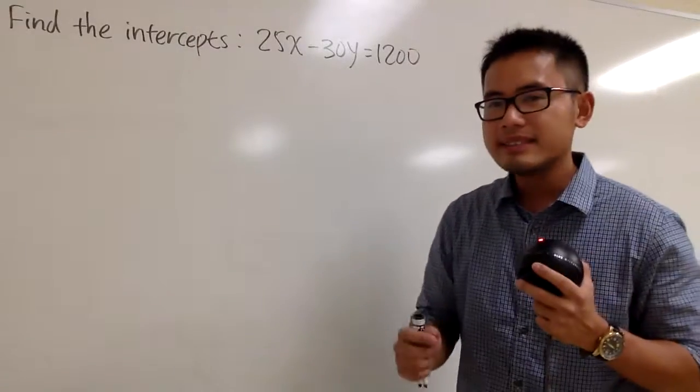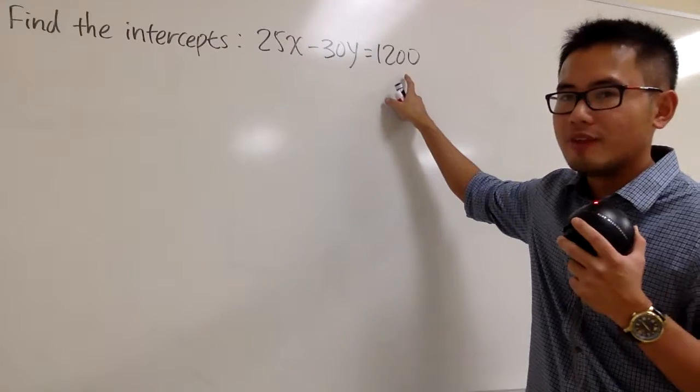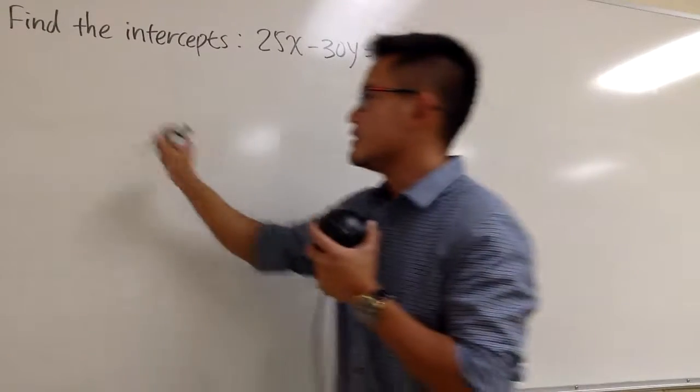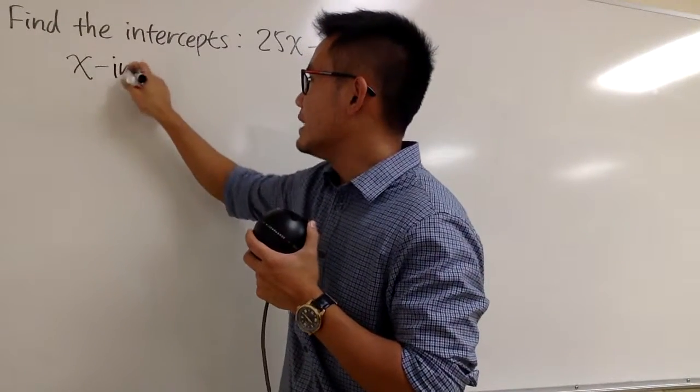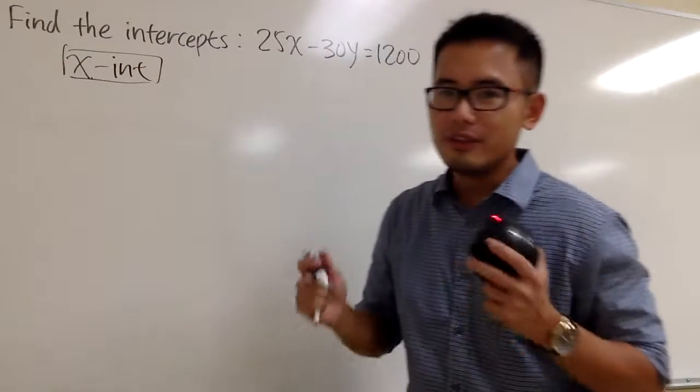Okay, we're going to find both the x and the y-intercept for the equation 25x minus 30y is equal to 1200. Let's get started with the x-intercept first. I will just put down x-int for the x-intercept. And now we have to know the first step.